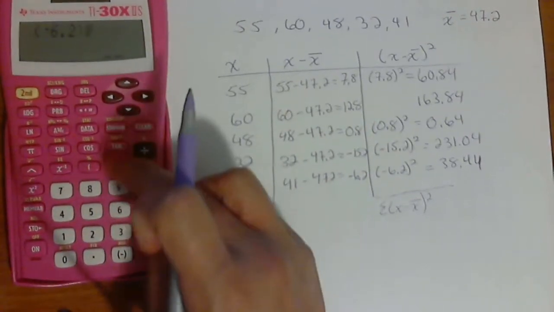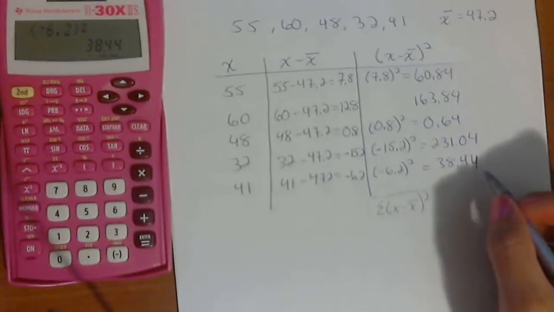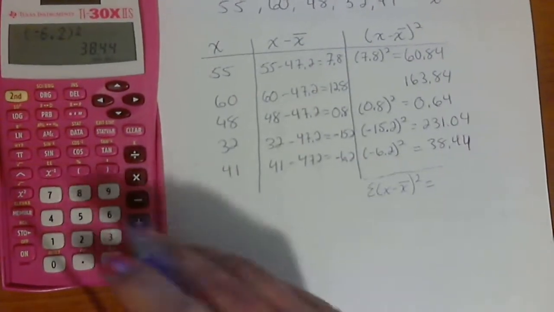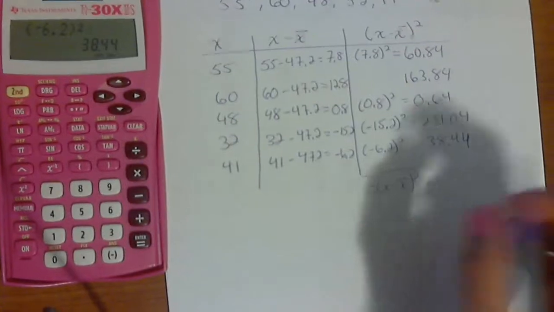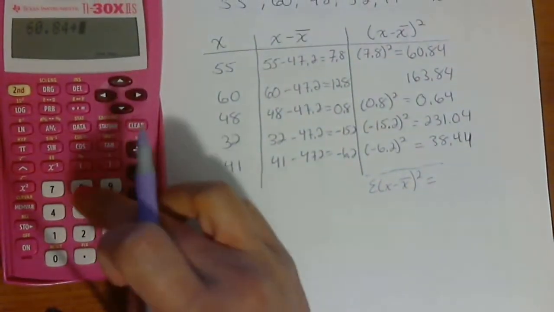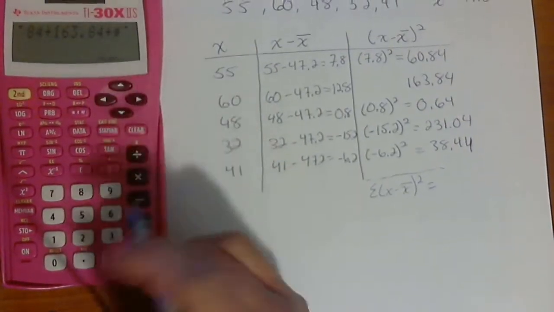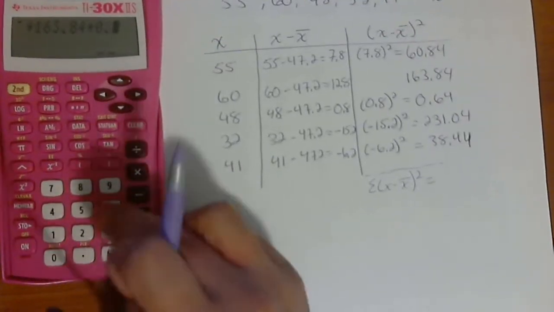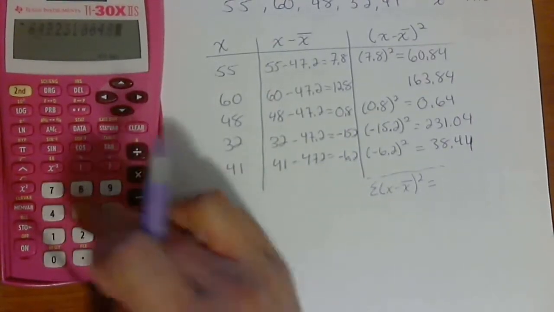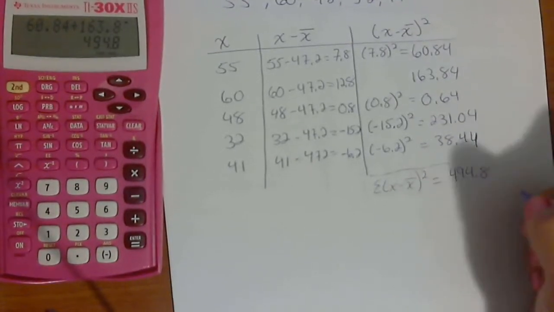So I'm going to do negative 6.2, close my parentheses and square it, and I get 38.44. Same answer. Now I'm going to go ahead and finish out this problem because I want to look at the square root button. And so I'm going to add up this column: 60.84, 163.84, 0.64, 231.04 plus 38.44. And I get 494.8.